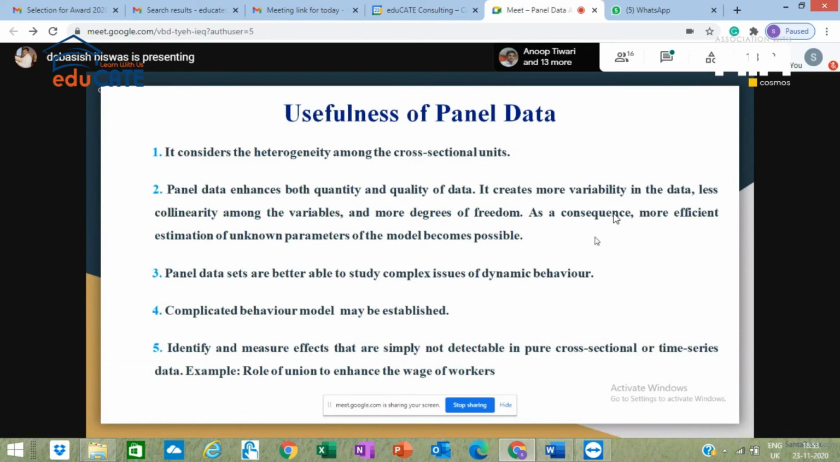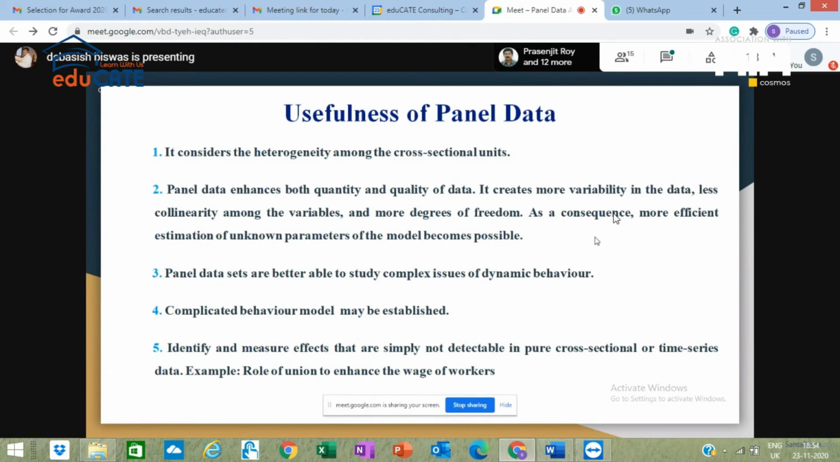But if you consider panel data, then as the variation or variability in the data set will be very high, there will be very little chance of the collinearity or multicollinearity problem occurring. Because in a regression equation, if a multicollinearity problem arises, if the independent variables themselves are related, then what is the utility of that regression equation? Clear?